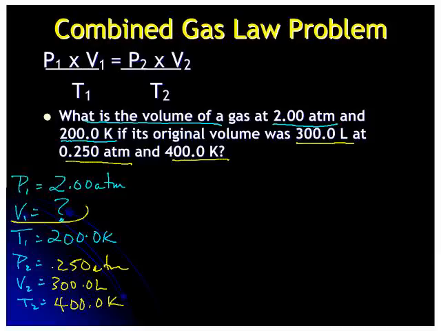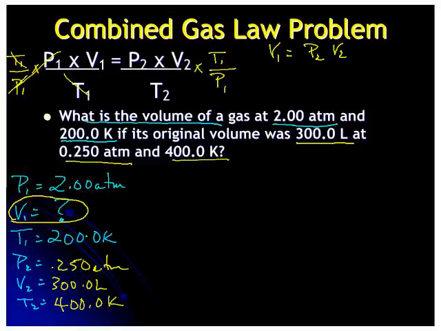So we are looking for V1. So the best thing to do is to get V1 by itself. And let's do some reciprocals here so we can get the T and the P to cancel out. What you do to one side, you have to do to the other. So T1 and P1, so those cancel, T1 cancels, and I'm left with V1 equals P2 V2 T1 over T2 and P1. Okay, so there's our problem there.